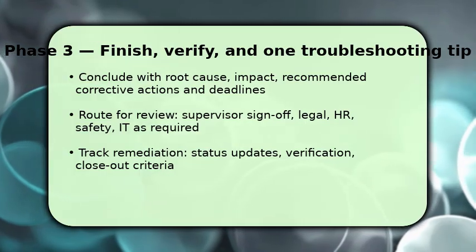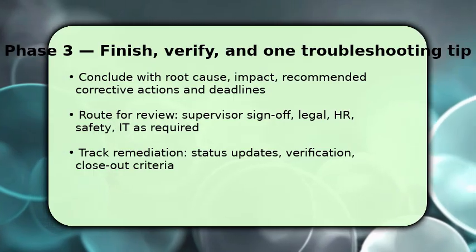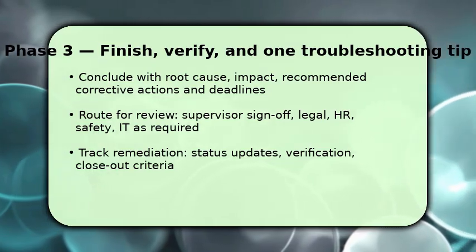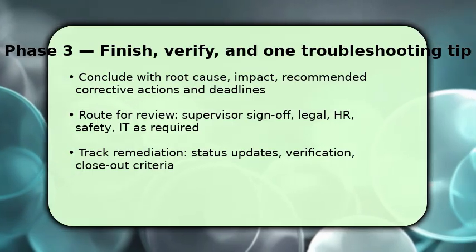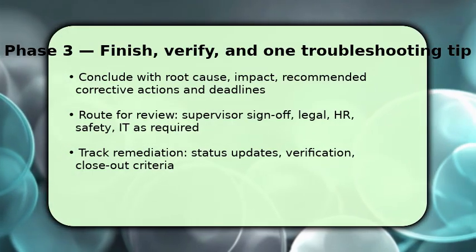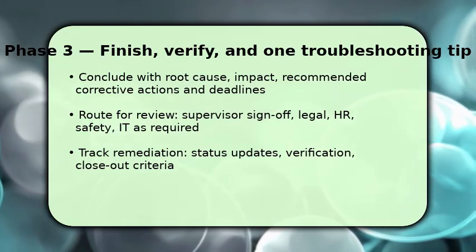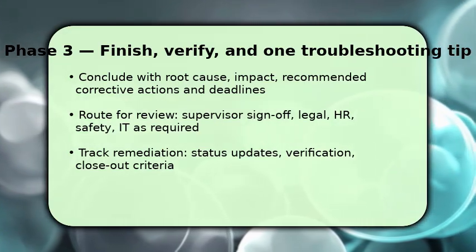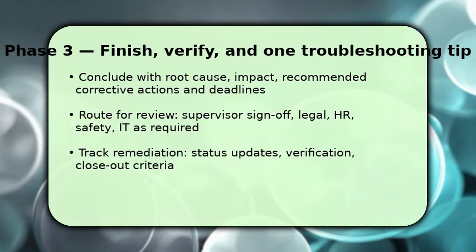Then route the report for required reviews, supervisor sign-off, legal, HR, safety, or IT, depending on jurisdiction and severity. Once approved, monitor remediation with status updates until verification proves closure. If progress stalls, escalate using the documented chain of command and reopen evidence review to ensure corrective measures are effective.